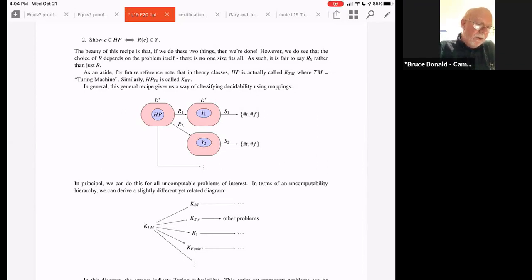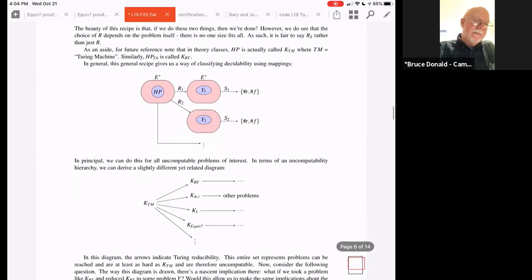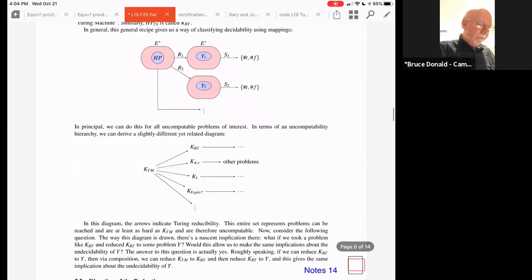And we can chain these forwards and actually derive what's called a hierarchy, namely that problems are easier or harder than each other by whether or not they can be reduced to each other. We'll talk a little more about that later. Okay.